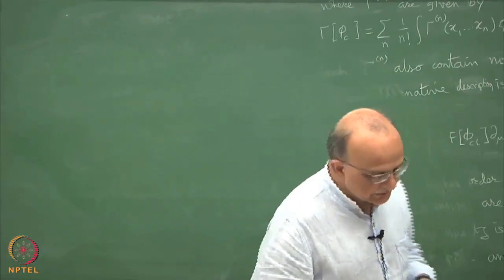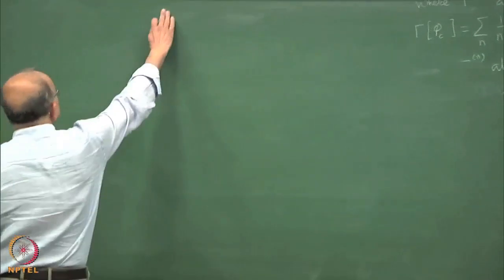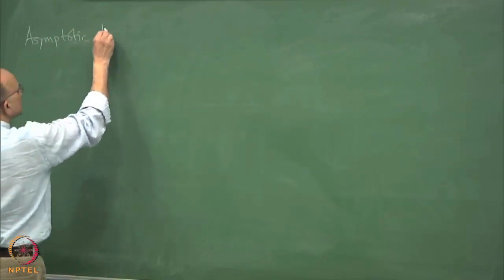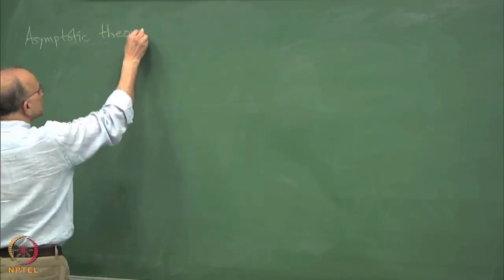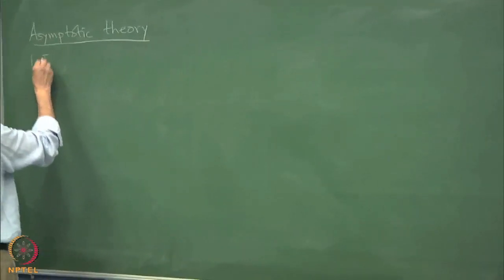Today I just wanted to talk a little bit about what is called asymptotic theory. And this is based on Isaacson and Joubert.